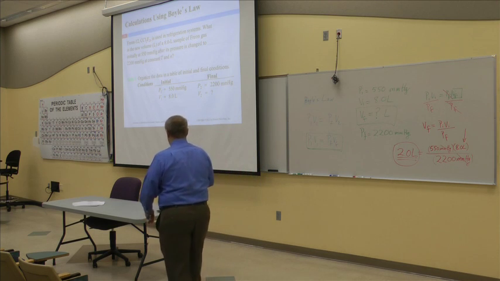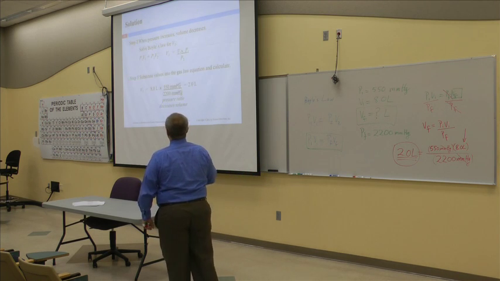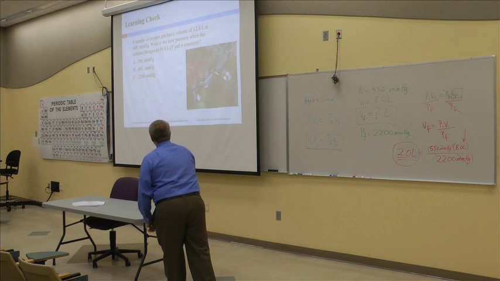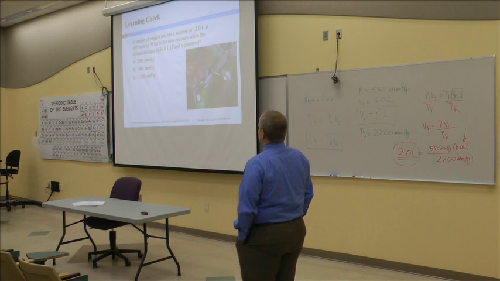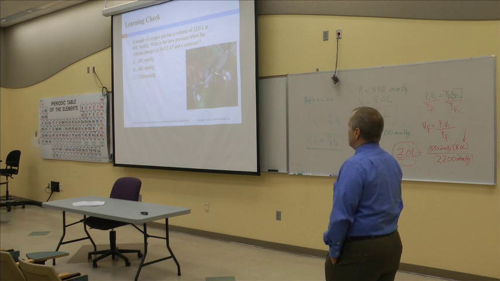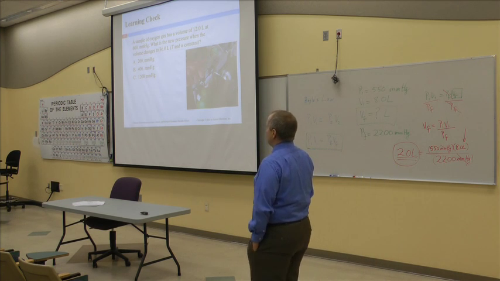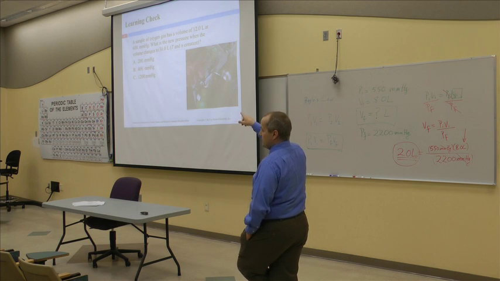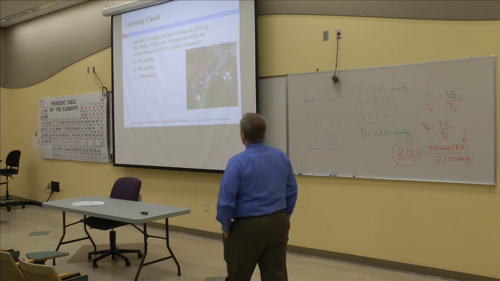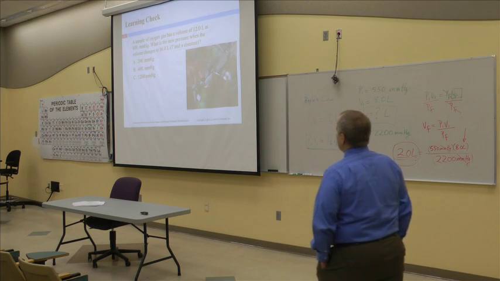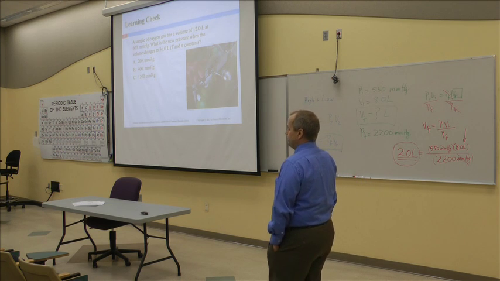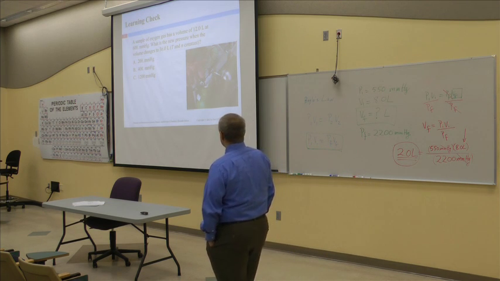All right, let's try another example. You guys can tackle this one on your own. A sample of oxygen gas has a volume of 12.0 liters at 600. millimeters. Now be careful there. 600. is 3 sig figs. What is the new pressure when the volume changes to 36.0 liters? So we have a pressure and a volume. That's Boyle's law.